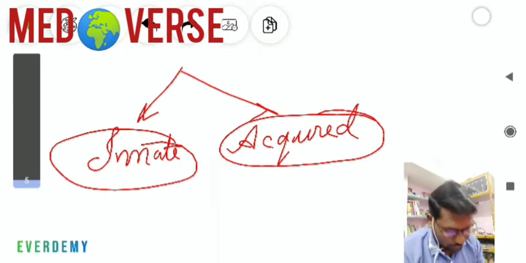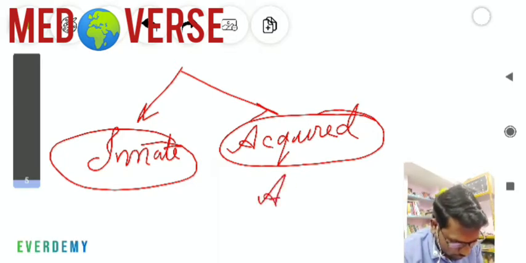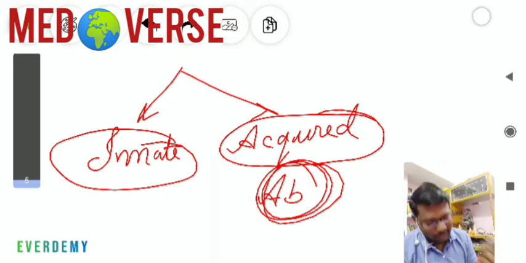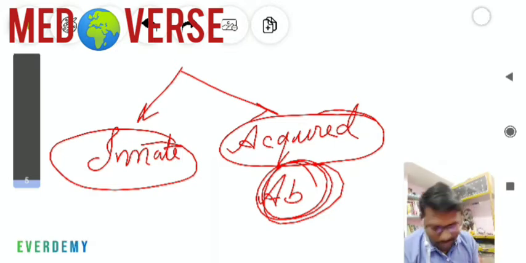Innate immunity is not specific, and acquired immunity is mainly the antibody formation against a specific antigen. That is, it is specific to an antigen. Now, this is the basic concept.